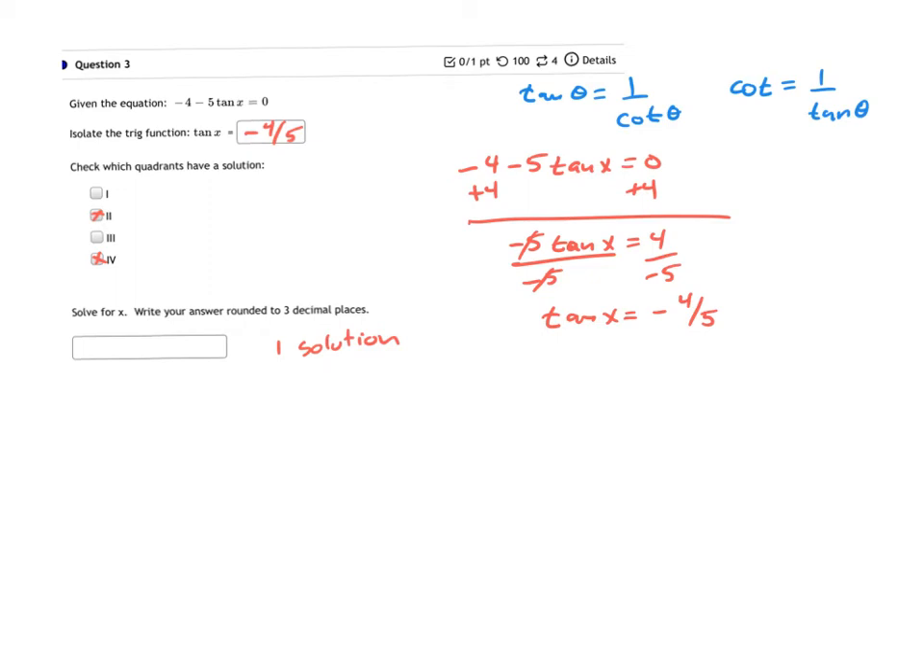So all you need to do is put that in your calculator like this, and your calculator answer should be -0.675 when rounded to 3 decimal places. And we only have to do one answer for this one.